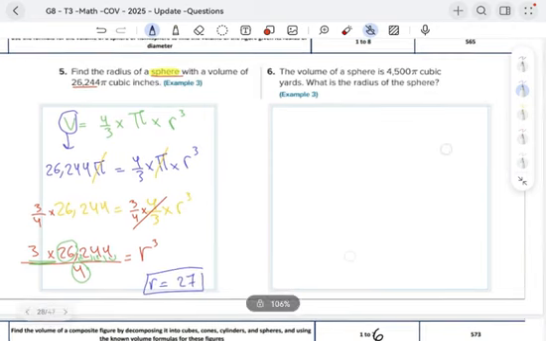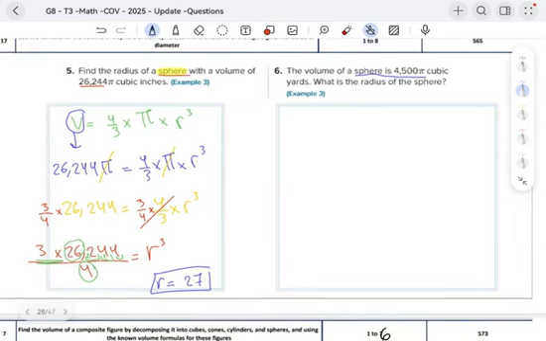Now let's go for question number 6. Again, we have a sphere with a given volume, and they asked us to find the radius. So one more time, we're going to write the formula. The volume is 4 out of 3 pi times the radius cubed. Now we're going to substitute. The volume is 4500 pi equals 4 out of 3 pi times the radius cubed.